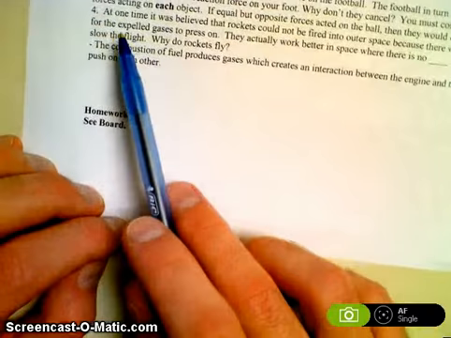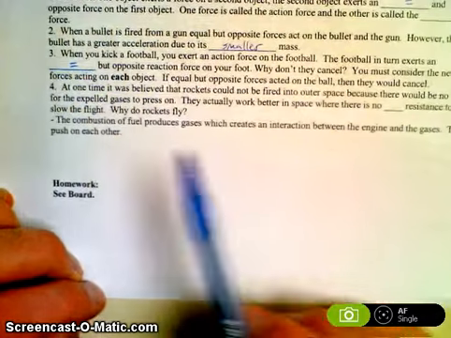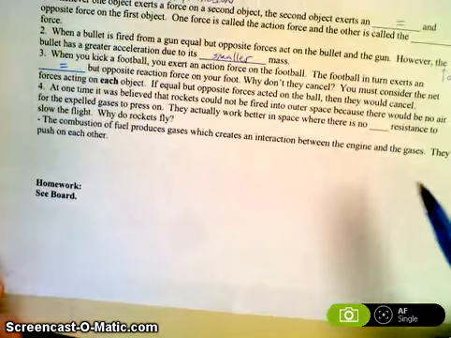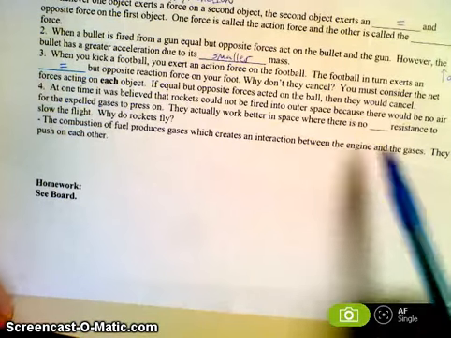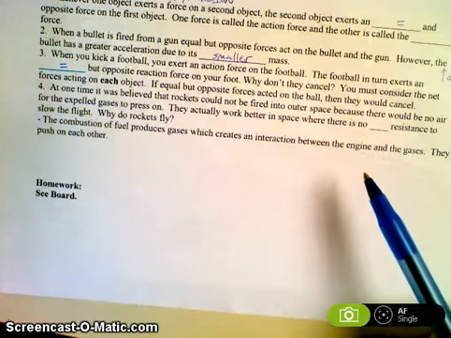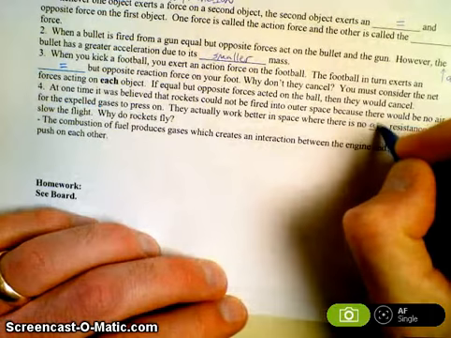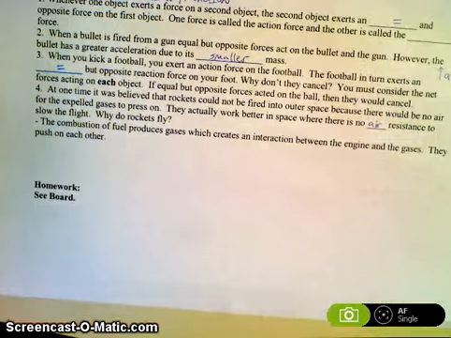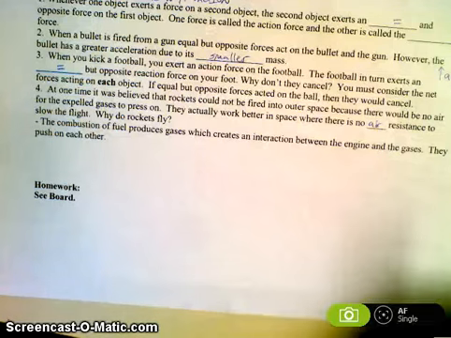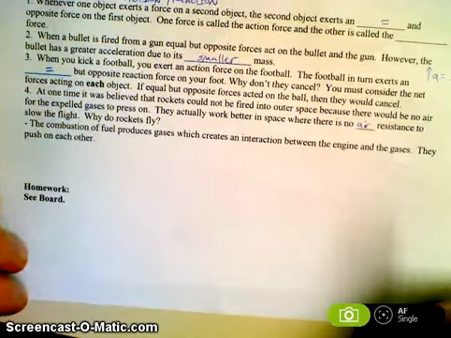So let's look here. Number 4. It says, at one time it was believed that rockets could not be fired into outer space because there would be no air for the gas to press on it. They actually work better in space because there's no air resistance to slow it down. So how do rockets fly? Well, here's again a common misconception. Again, let me draw another picture for you.